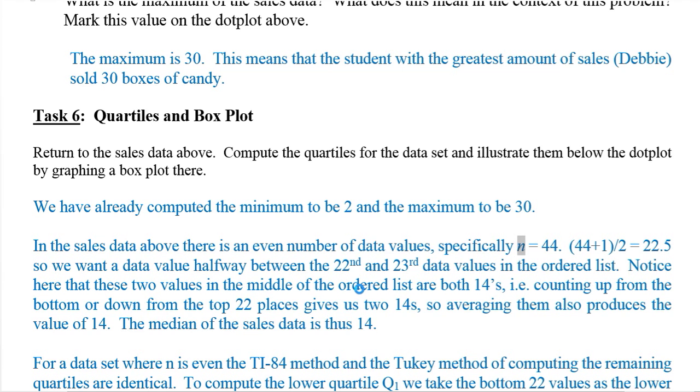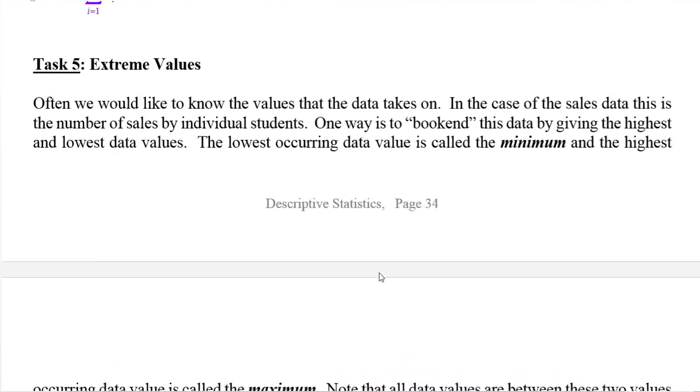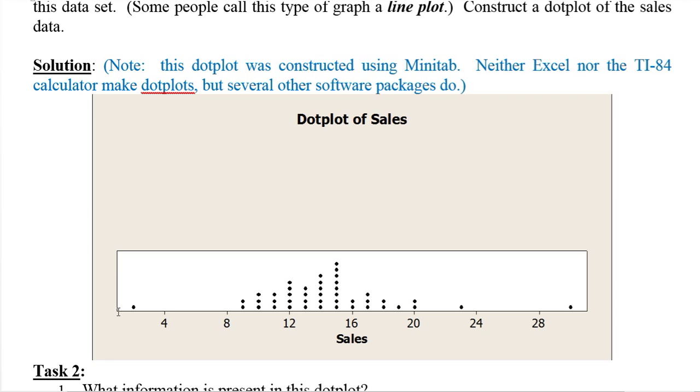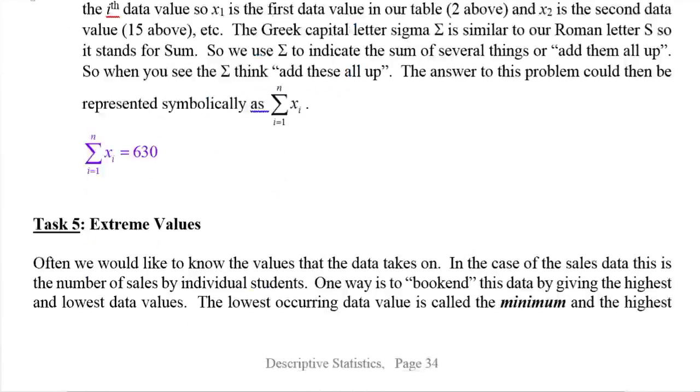Now, since I don't have the data actually written out in order, but I do have it in order in the dot plot, I need halfway between the 22nd and 23rd data points. So let's count up from the bottom. 1, 2, 3, 4, 5, 6, 7, 8, 9, 10, 11, 12, 13, 14, 15, 16, 17, 18, 19, 20, 21, 22, 23, 24. So where are we between the 22nd and 23rd? Well, the 22nd, 23rd, and 24th points are all 14. So that will be 14 for the median.